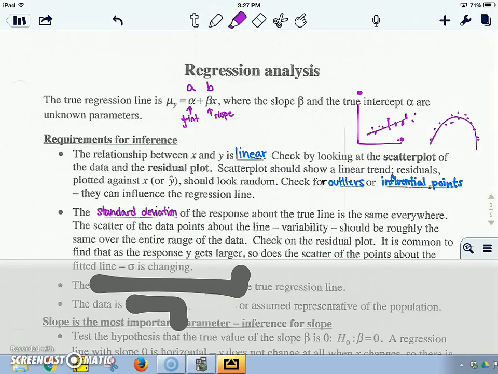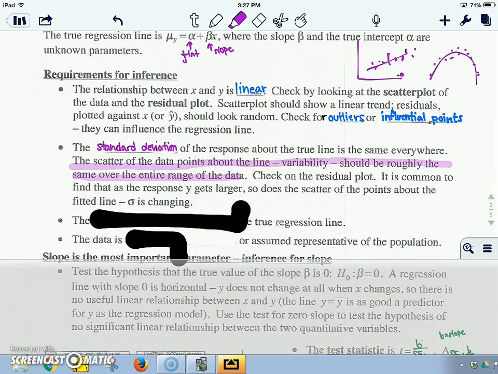So let's read that. The scatter of the data points about the line. The variability should be roughly the same over the entire range of the data. Again, we can check on the residual plot. It is common to find that as y gets larger, so does the scatter of the points about the fitted line. We'll talk about that. Maybe it spreads out a little bit, but that's not as worrisome as maybe some high points.